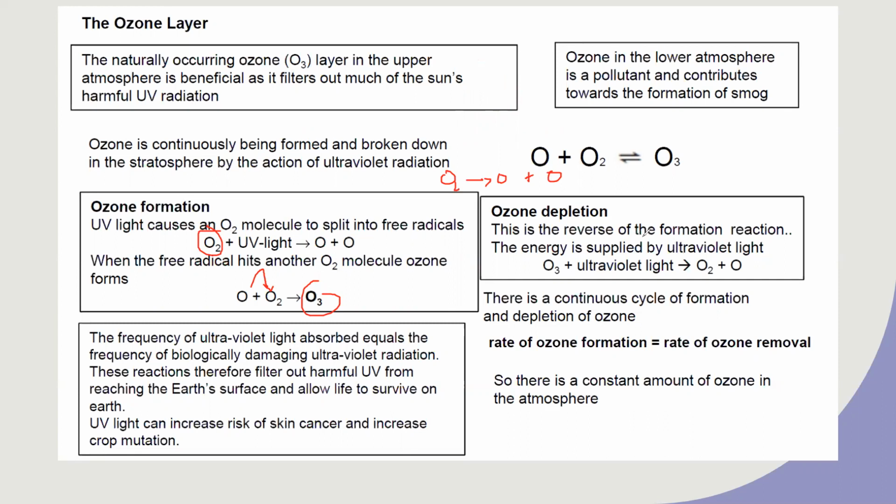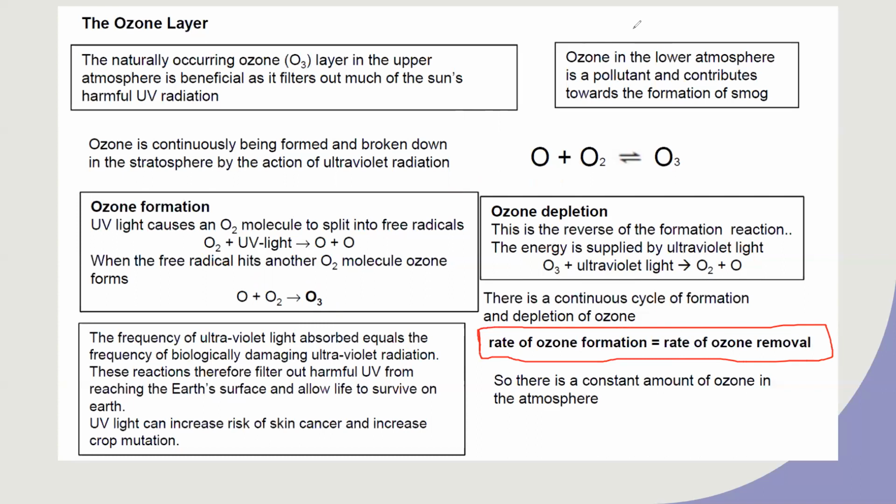And what is the depletion of ozone? How does ozone break down? When the ozone molecule absorbs ultraviolet light, it forms an oxygen molecule and an oxygen radical. So ozone is formed and ozone is depleted, but naturally the rate of formation and depletion is the same. That is how it protects us from ultraviolet radiation.